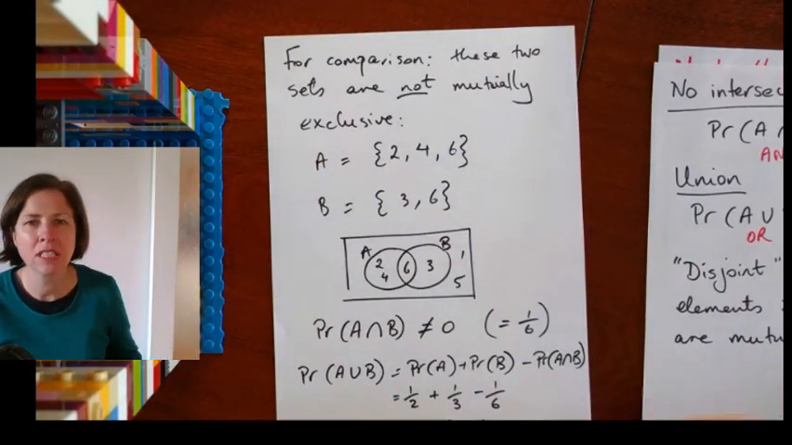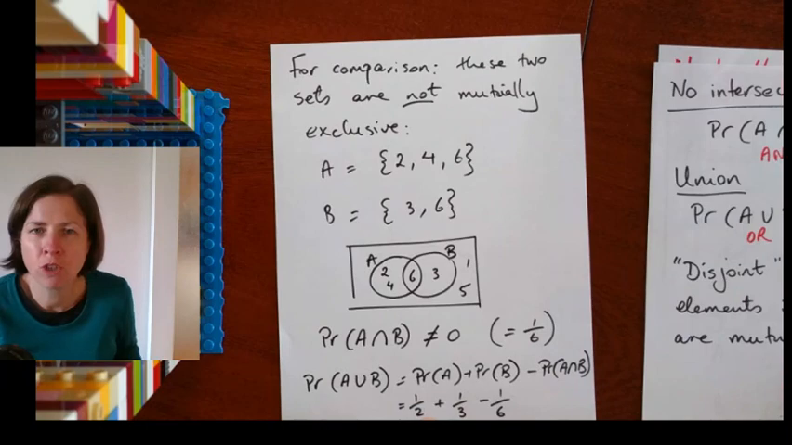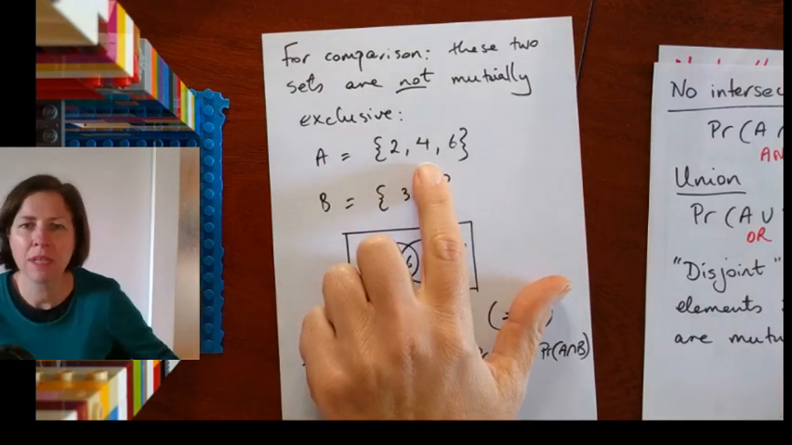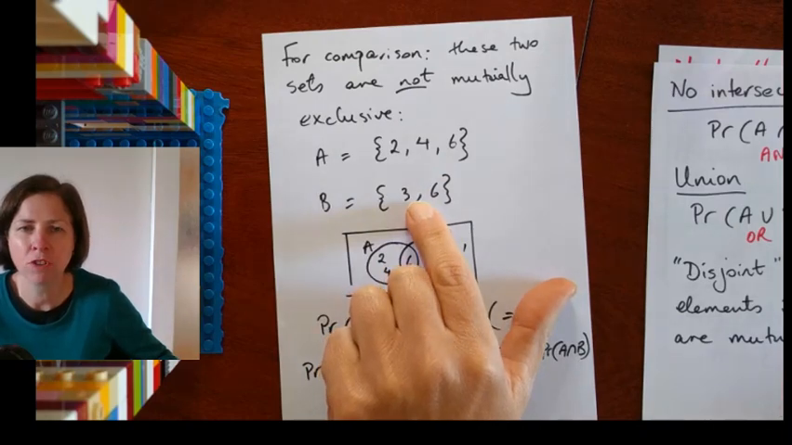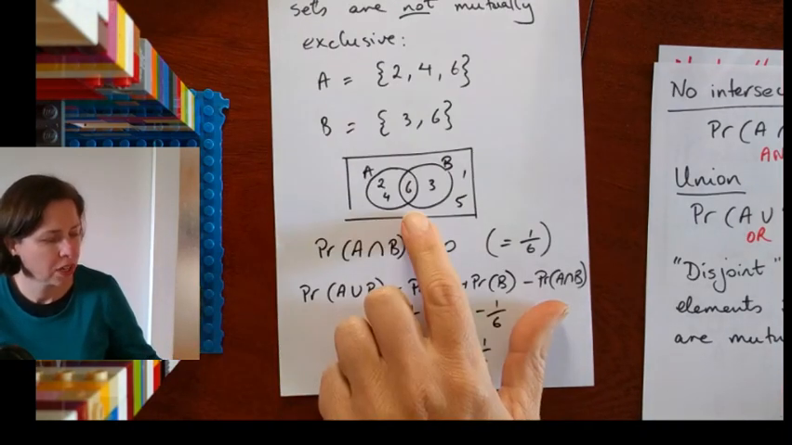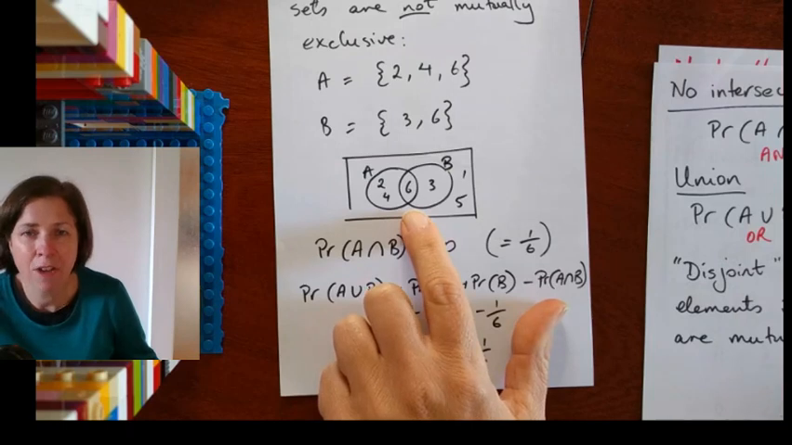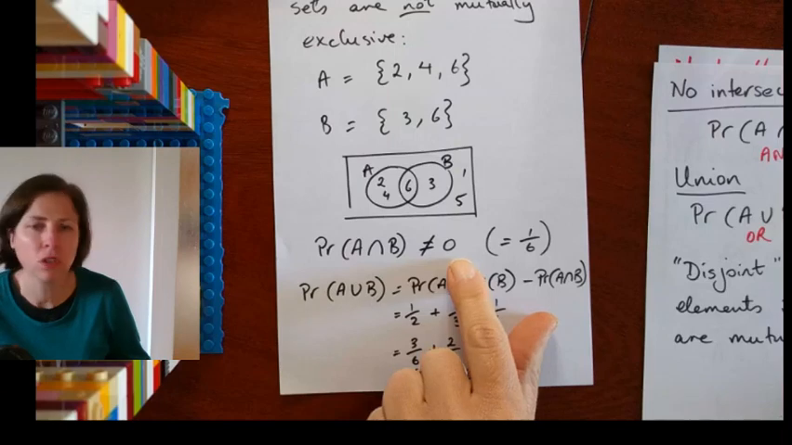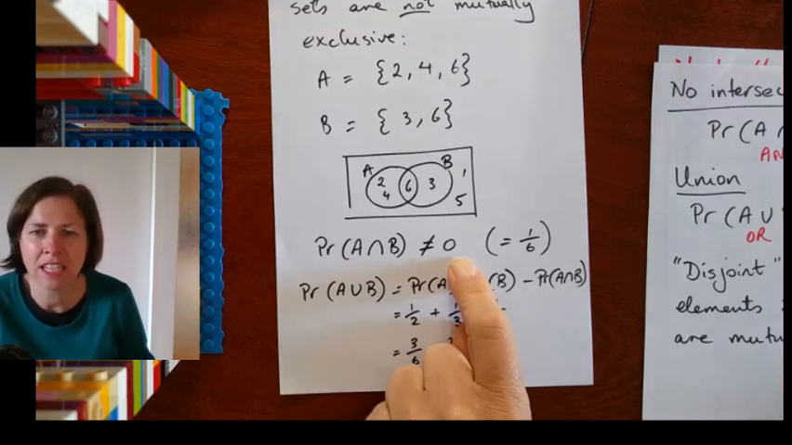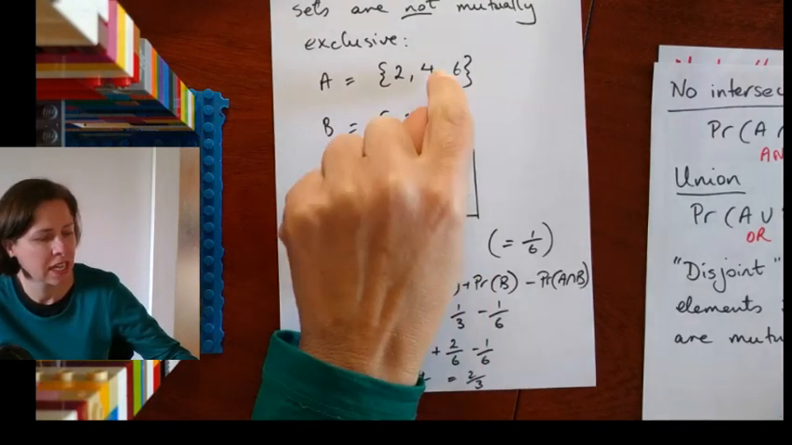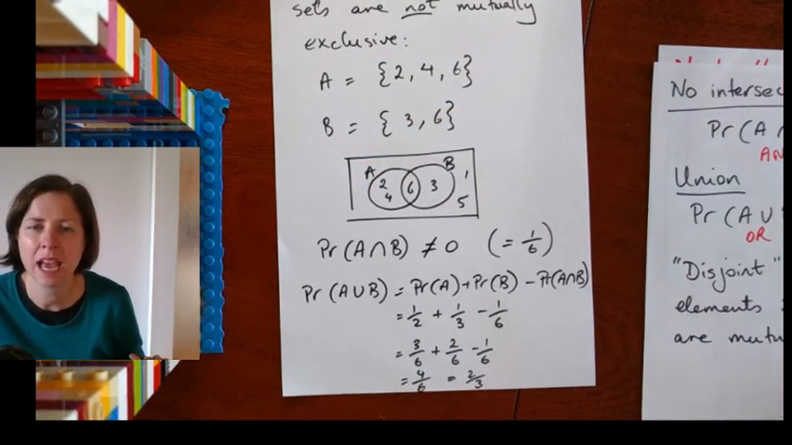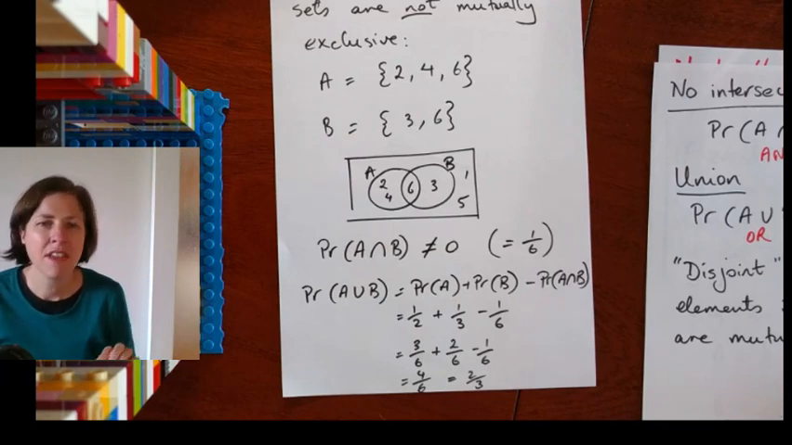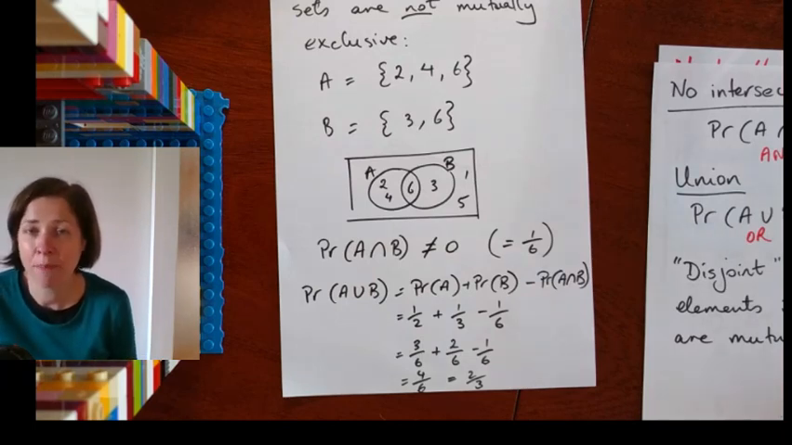Now, just for comparison, here's an example of two sets that are not mutually exclusive. A is the set of even numbers and B is the set of multiples of 3. So A and B have an intersecting area here, and the probability of the intersection is not 0. In fact, the probability of the intersection is 1/6, because the intersection is the number 6. It happens in both sets. So if I roll my die and I get a 6, then both A and B have happened.